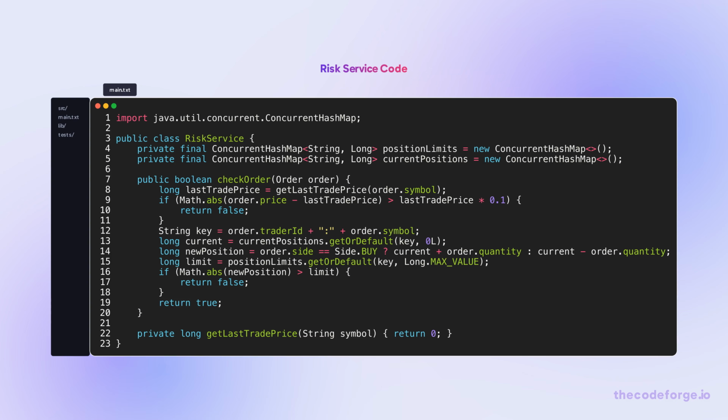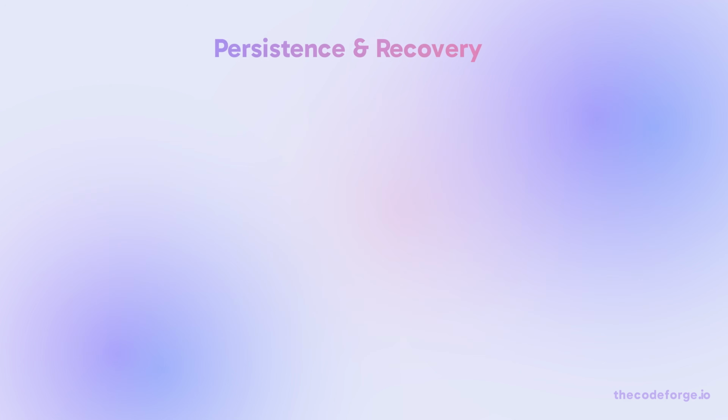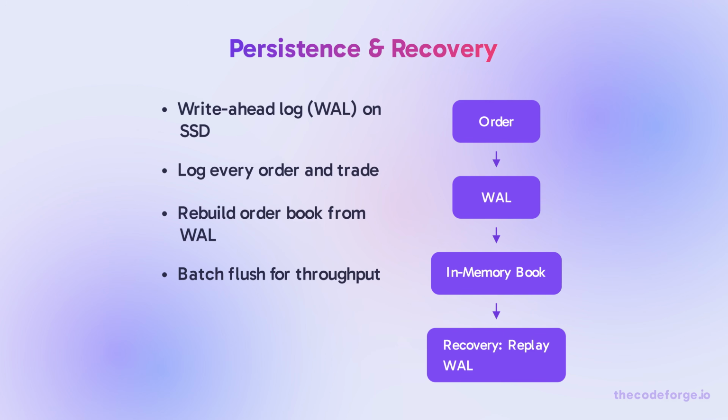Here's a simple risk service that checks price collars and position limits. It uses in-memory state for speed with a write-ahead log for recovery. The matching engine must be durable. Every order and trade is logged to a write-ahead log before processing. On restart, we replay the log to rebuild the in-memory order book. Batch flushes improve throughput at the cost of losing up to 1 ms of data on crash.